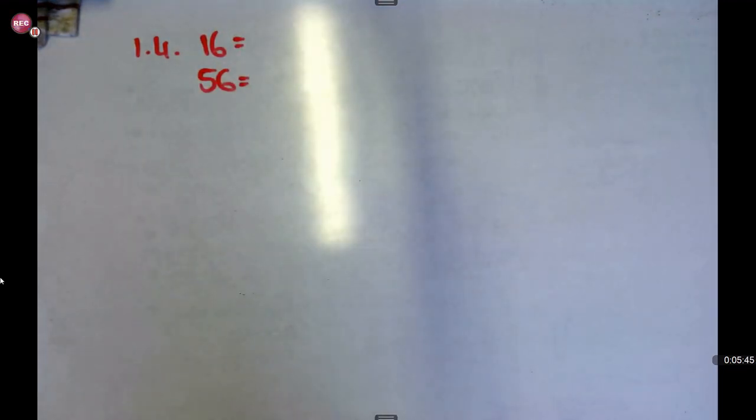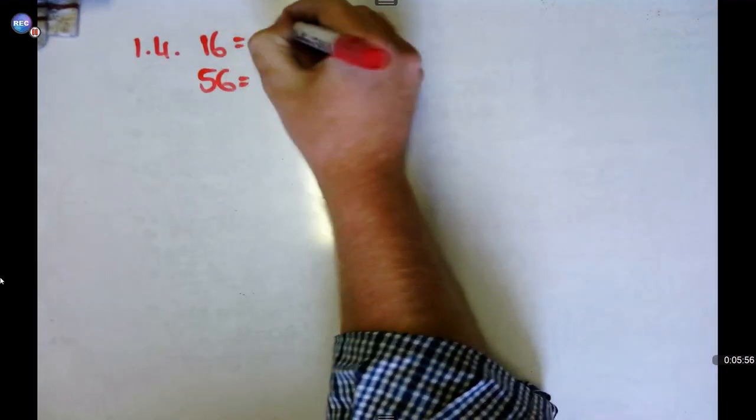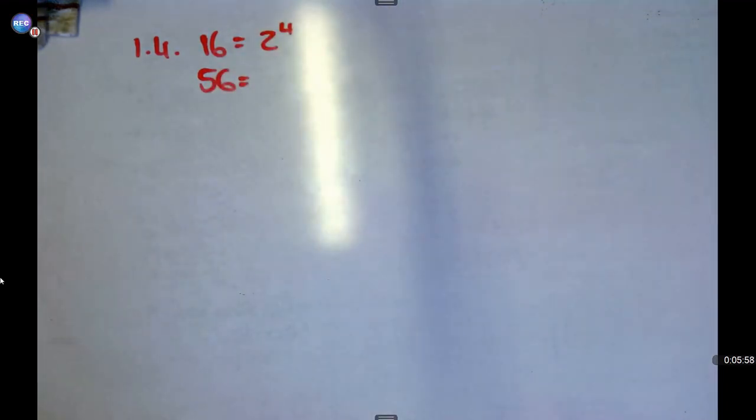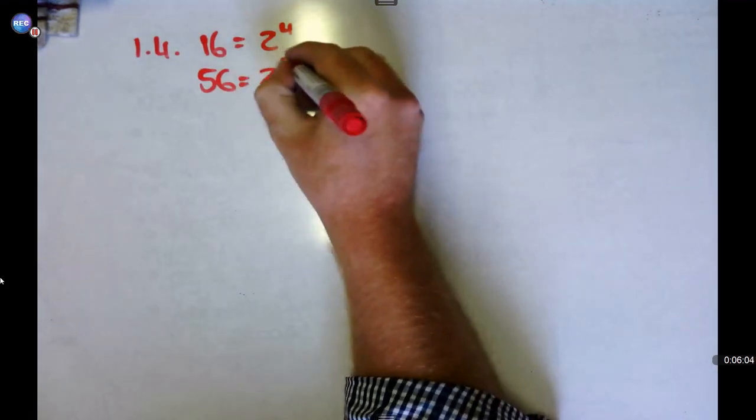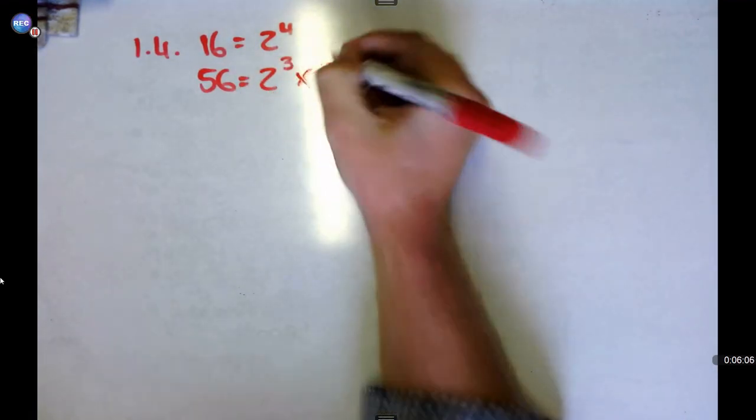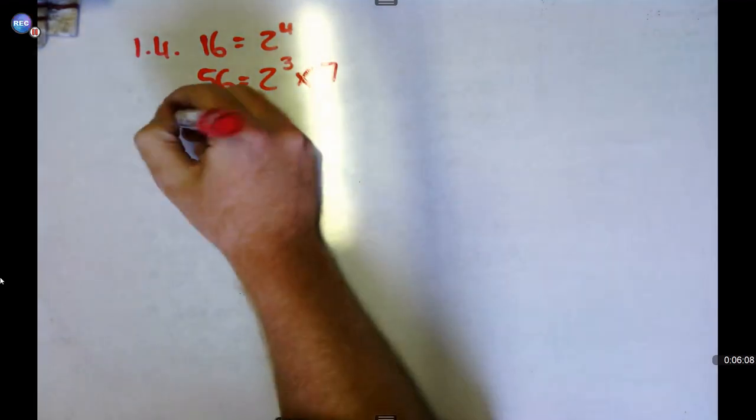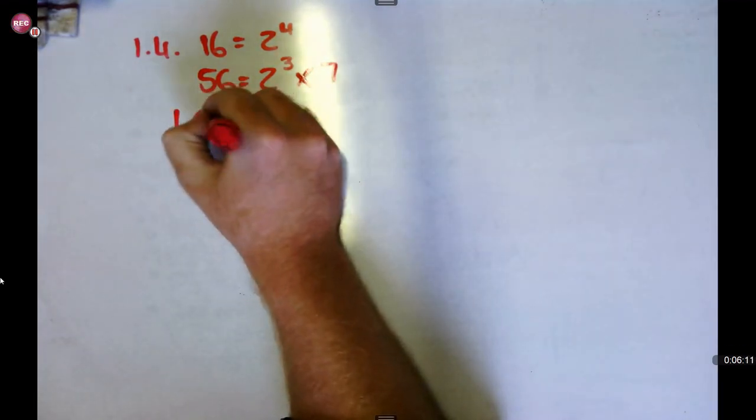So what you do then is you say 16 equals, shift and then factorize, and that should give you 2 to the power of 4. The next thing that you do is you say 56 equals, shift factorize, and that will be 2 cubed times 7. Now they're looking for the LCM, the lowest common multiple.